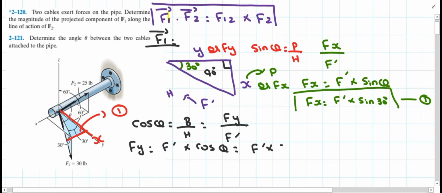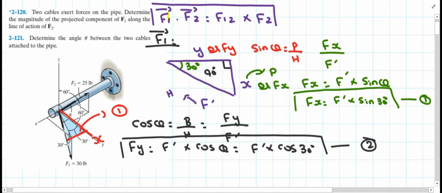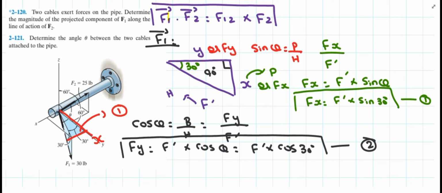So this is the simple expression. Let's call this equation number 2. We don't know the value of f prime here. So our first agenda is to find out the value of f prime, so that we can easily find out the values of fx and fy.